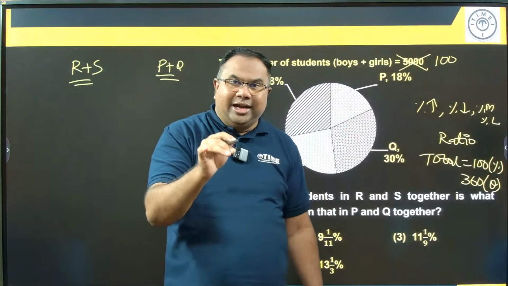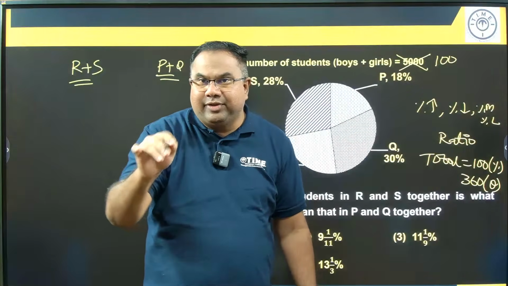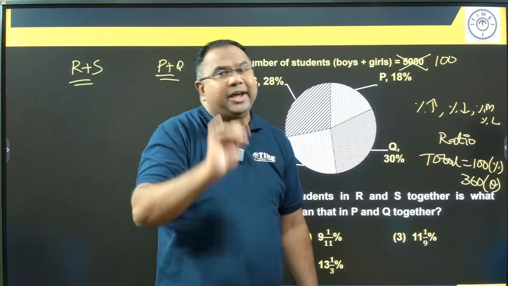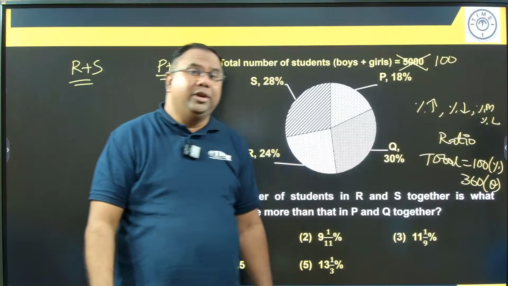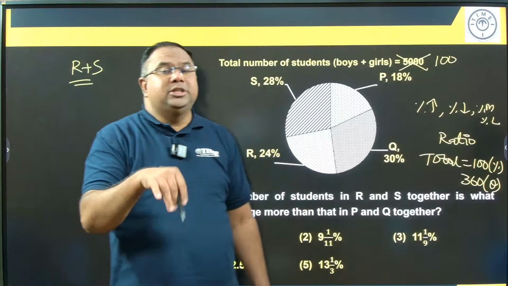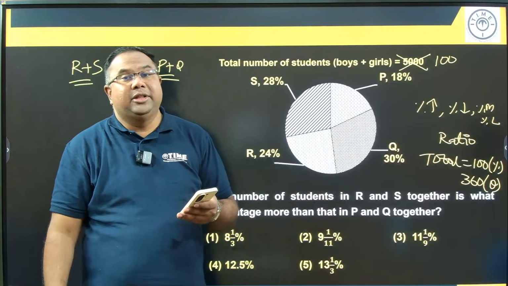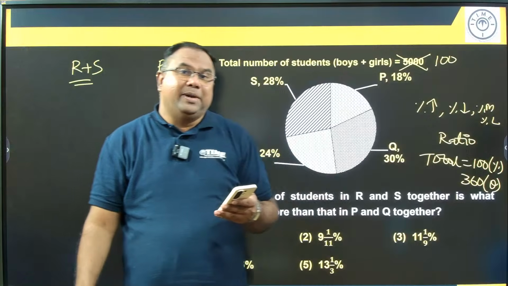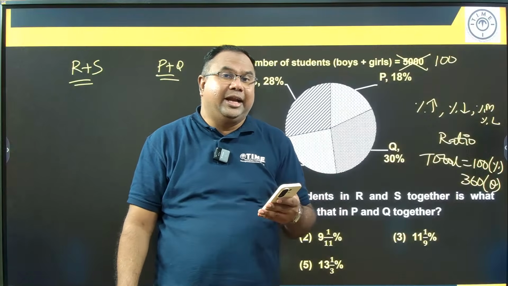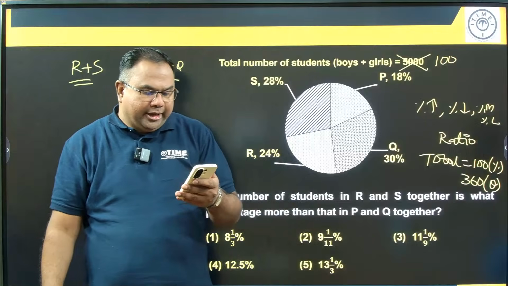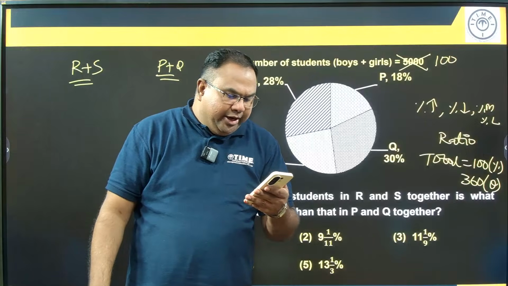You calculate it on 100, 5,000, 10,000, X, Y, Z, any number. Your percentage value will not change. Your ratio will not change. So depending on the distribution, you either take 100 or you take 360. Pie chart is given in percentage, assume total to be 100. Pie chart is given in degrees, assume total to be 360. Okay, right, come on, let's move ahead.